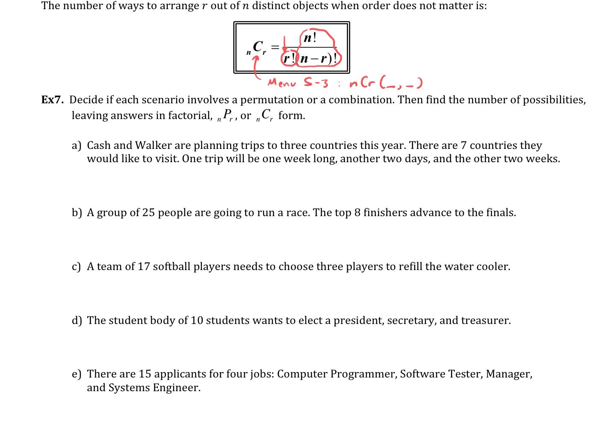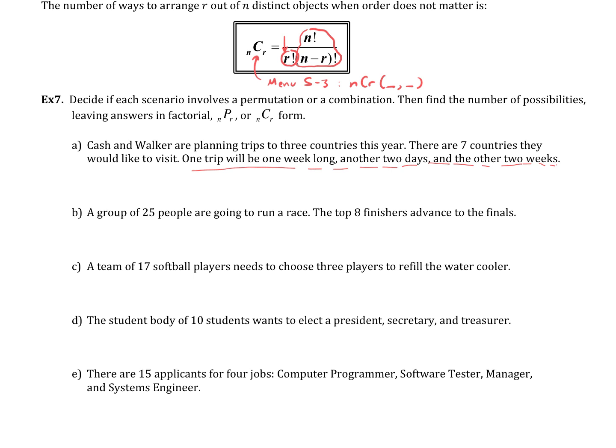Do we care about order in this one? Cash and Walker are planning trips to 3 countries this year. There are 7 countries they would like to visit. One trip will be 1 week long, another 2 days, other 2 weeks. This last statement is just here to say, yeah, the first country is going to be 1 week, the second country is going to be 2 weeks, and the third country is going to be 2 days.